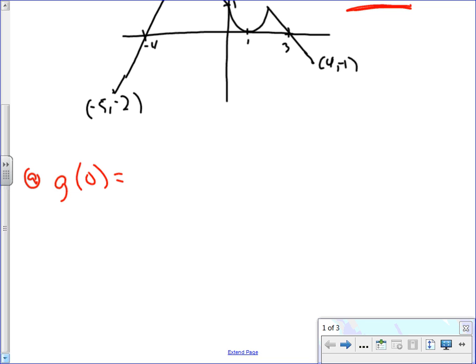G of 0. Okay, I look for the function defined as G. The function defined as G is the definite integral from -3 to x. So instead of -3 to x, I put -3 to 0 of f of t dt.